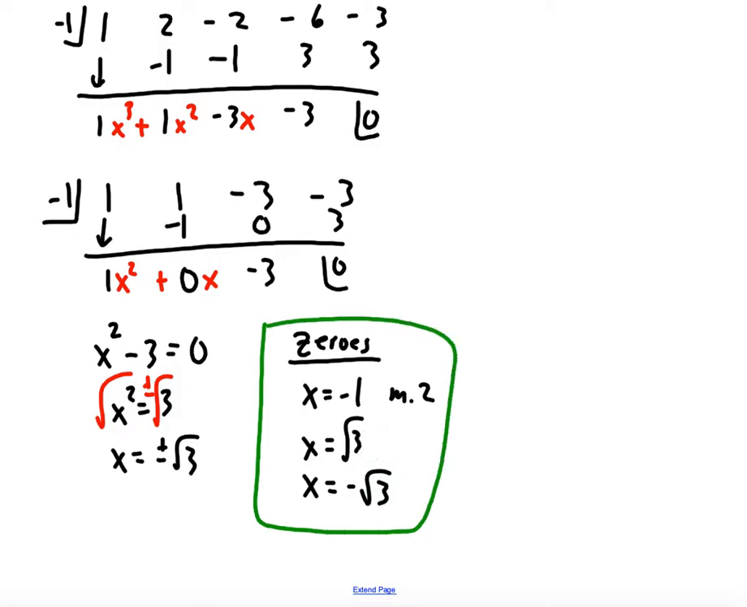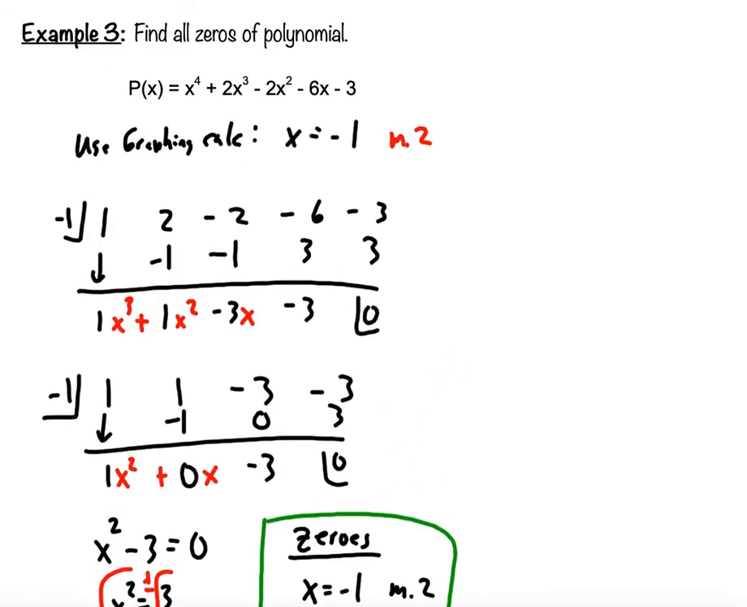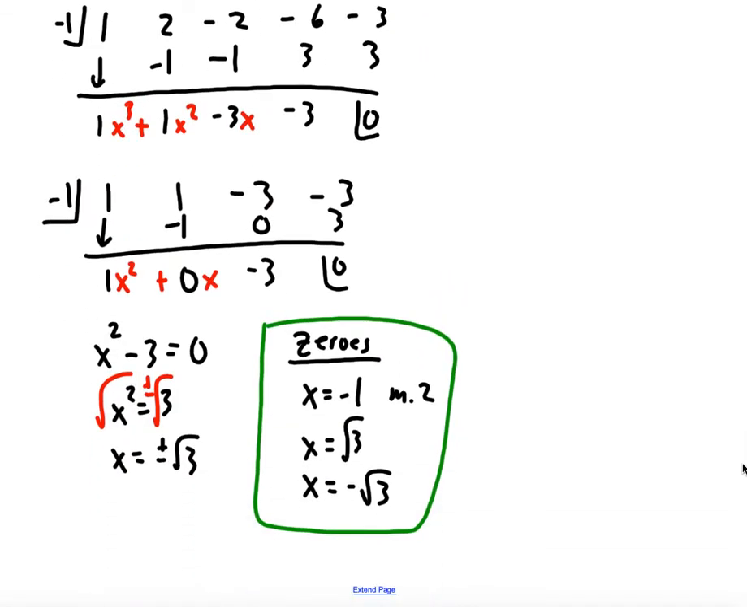So there's our 4 solutions. And remember, our degree up there was 4, so the highest power of x at the top was x to the 4th. So we need to have 4 zeros. So -1 there, multiplicity of 2, so that counts as 2, and then square root of 3, and then negative square root of 3.